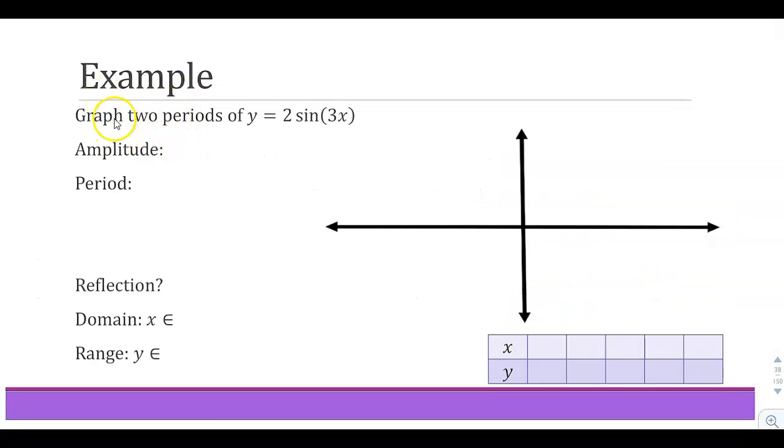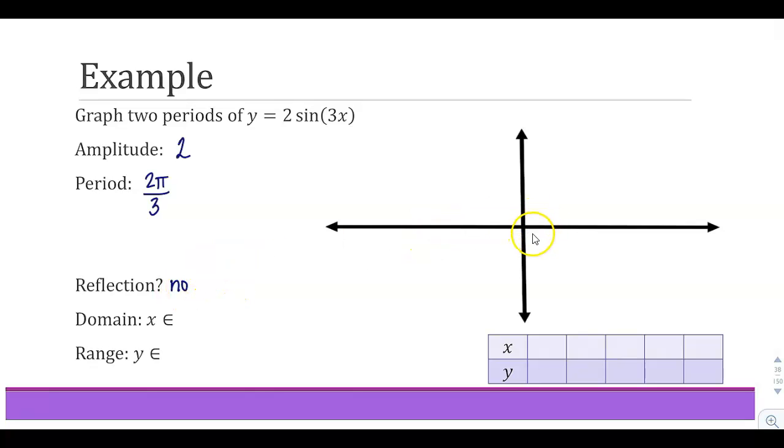Let's jump into an example. Graph 2 periods of y equals 2 sine 3x. So first we'll identify the amplitude. That's the absolute value of the number in front. So we have +2. The period is 2 pi over the value that's in front of x, so 2 pi over 3. And then we'll answer the next question, is there going to be a reflection? Well, since the number in front of sine is positive, the answer here is no. There will not be a reflection over the x-axis.